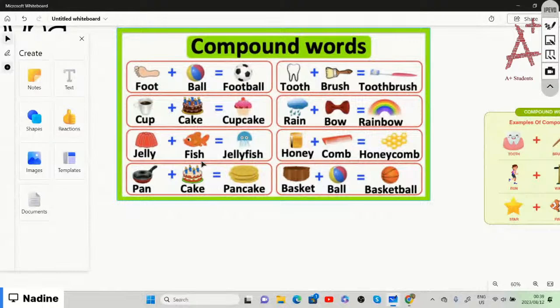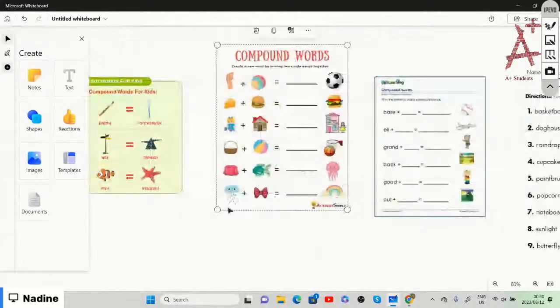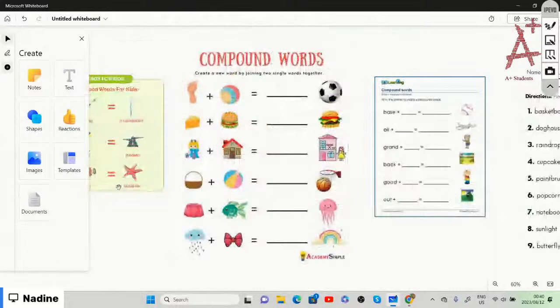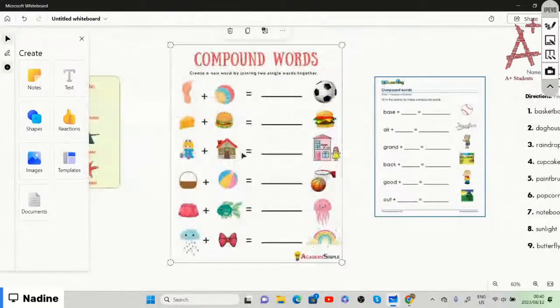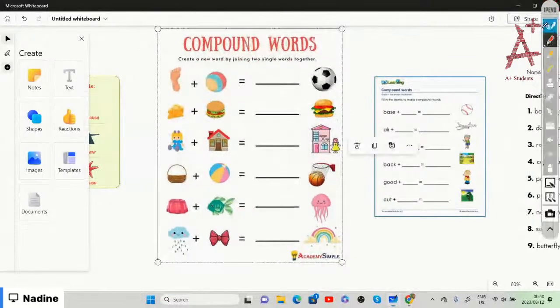Then we have a basket plus a ball. And now to be specific, our compound word is a basketball, right? So these are compound words. Now we are going to form compound words by looking at the pictures that are given to us. So we're going to create a new word, a bigger word, by joining the two smaller words together. All right, so we have foot plus ball.